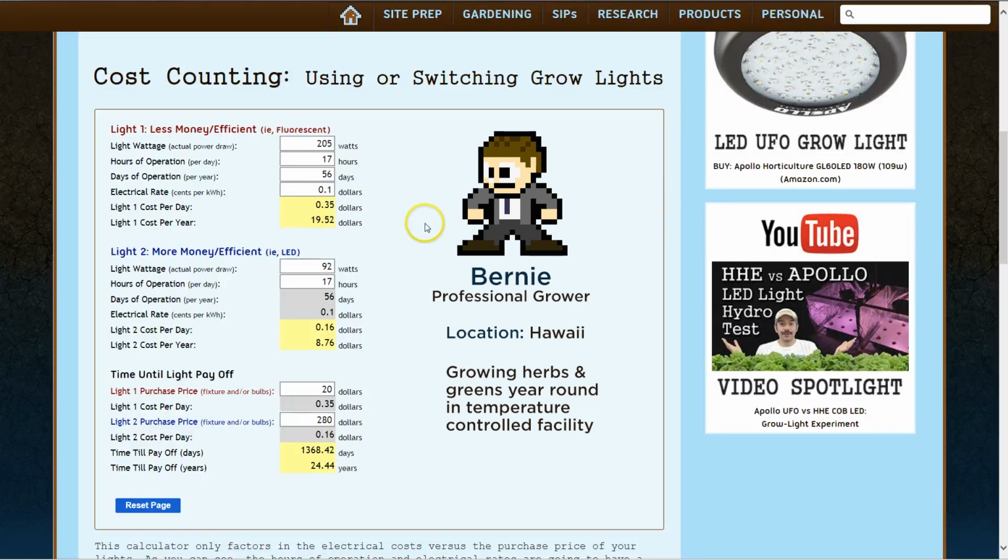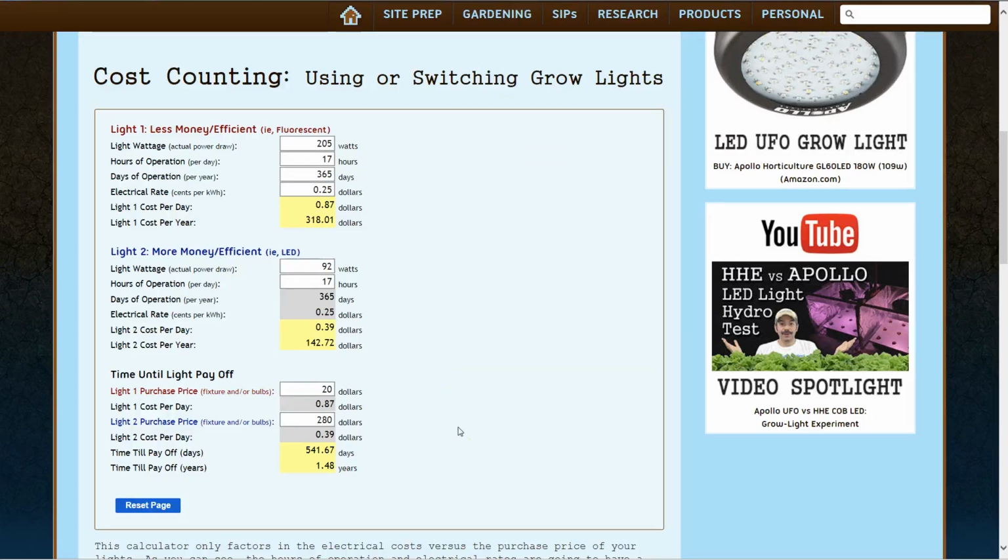Now, electricity is pretty expensive in Hawaii, 25 cents per kilowatt hour. Also, this facility operates 365 days a year. Just changing those two parameters makes a massive difference in the payoff period. In about 1.5 years, Bernie has broken even, and that doesn't even include the cost of savings in cooling. Meanwhile, he still has 3.5 years left on his warranty.